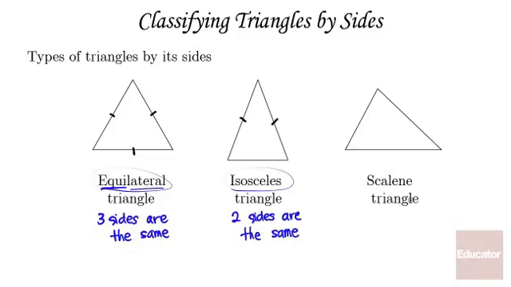And then the third one is a scalene triangle. A scalene triangle is when no sides are the same. Okay? So this one, and this one, they're all different. So all sides are different. Scalene. So equilateral, isosceles, and scalene triangle. So this is classifying triangles by its sides, depending on the sides.